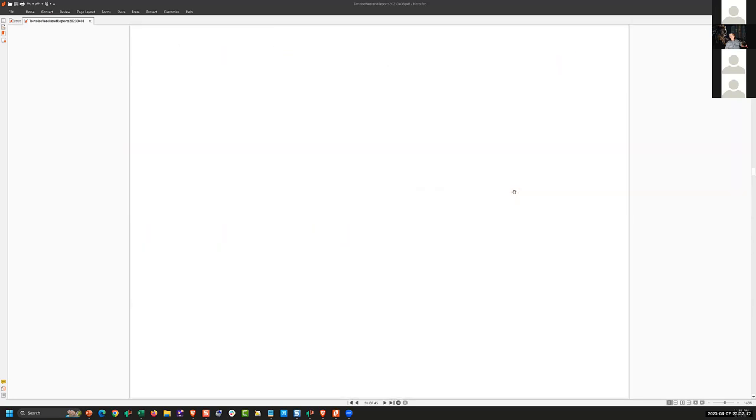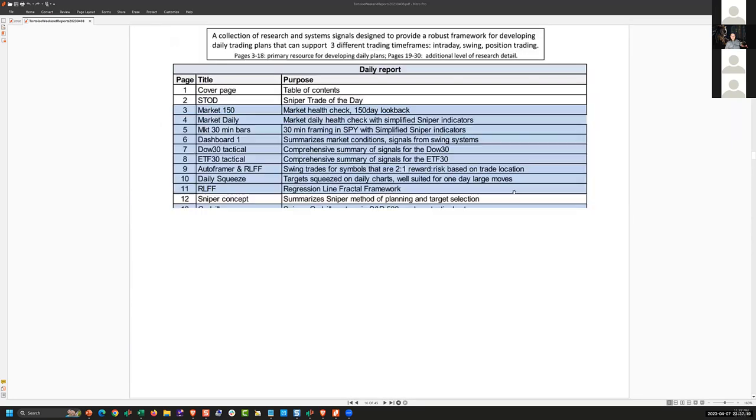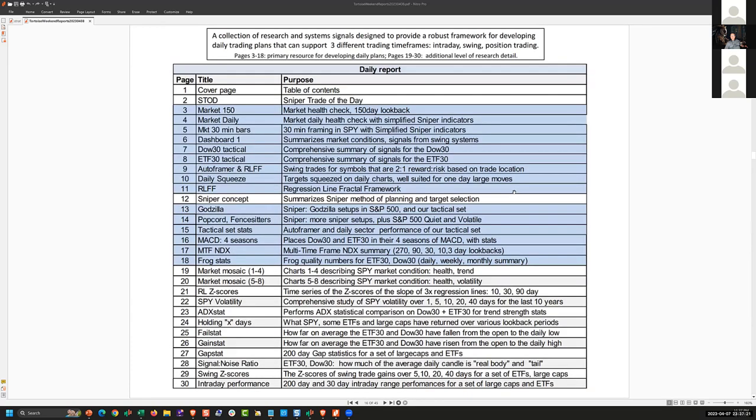So when I come all the way back to page 1 of the daily report, just remember that your actionable information comes from these in blue. And you don't got to know all of them. Just pick and choose the ones you want. You might just like the snipers. You might like the auto framers. You might like the swing trade stuff that comes out of the tactical dashboards.